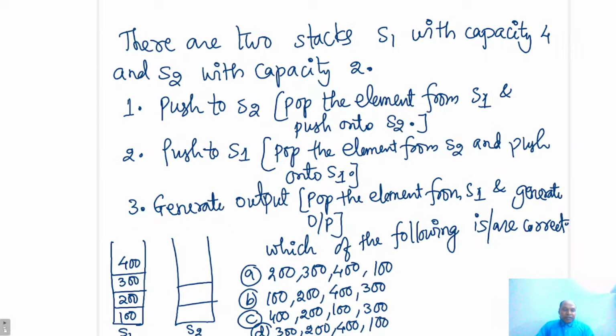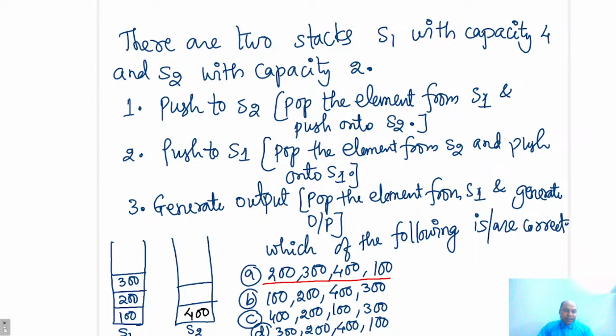So now what we need to give? We need to find out whether this particular output can be generated from here or not. So first we need to identify 200. How would we identify 200? The question says that if it is in S1, then and only then can we identify it. So from here we will transfer this 400 to S2. This is our first step: pop from S1 and push on to S2.